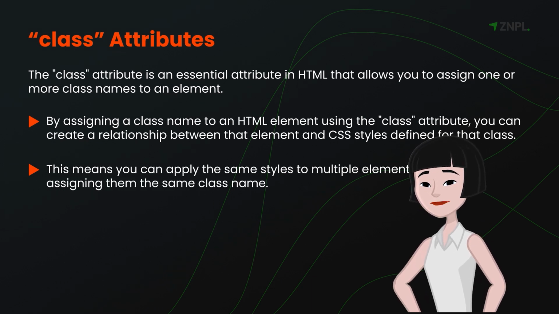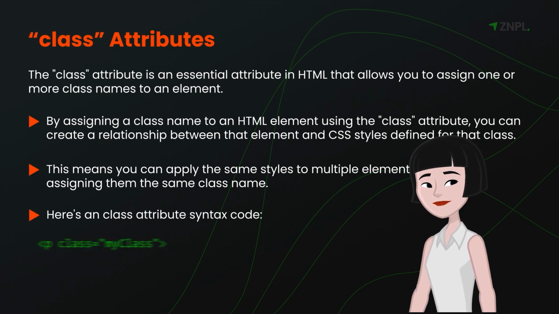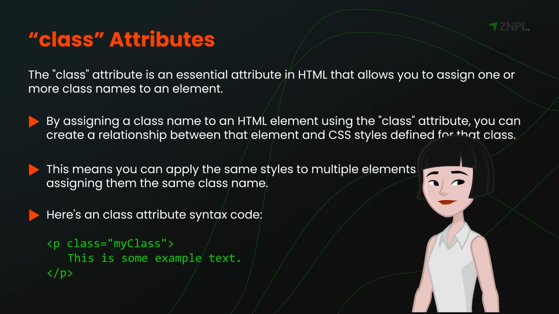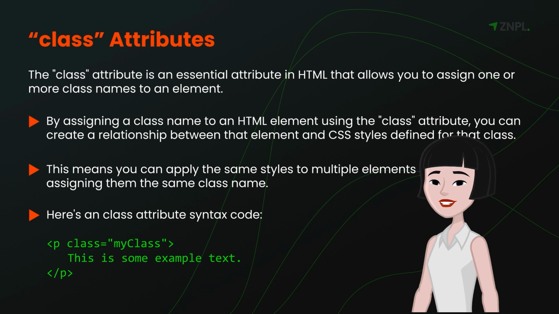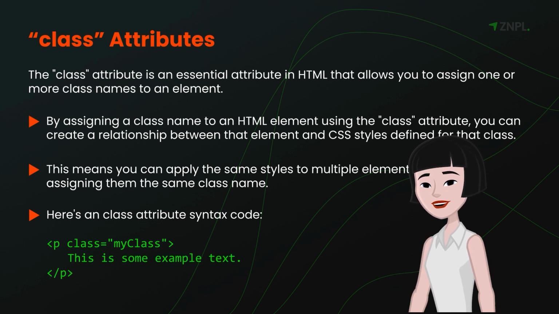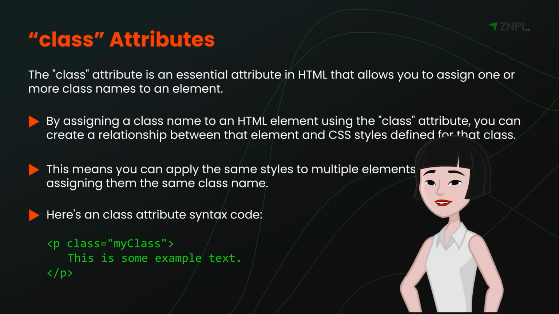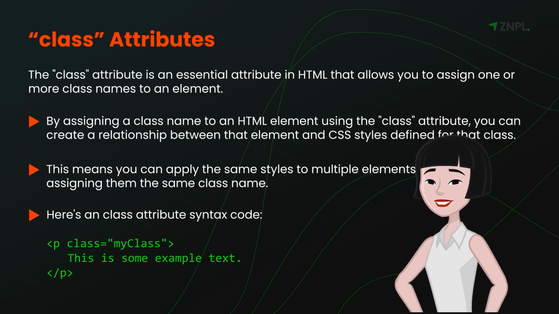By assigning a class name to an HTML element using the class attribute, you can create a relationship between that element and CSS styles defined for that class. This means you can apply the same styles to multiple elements by assigning them the same class name. Here is the syntax code. Please note, technically, the value for an ID and class attribute may contain any character, except whitespace characters. However, to avoid inadvertent errors, only ASCII letters, digits, underscore, and hyphen should be used, and the value for an ID attribute should start with a letter.